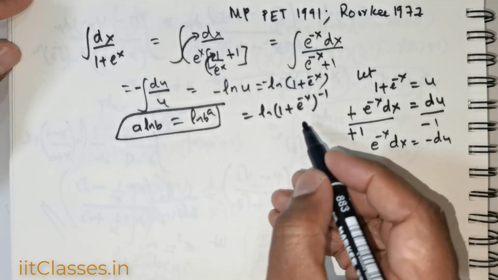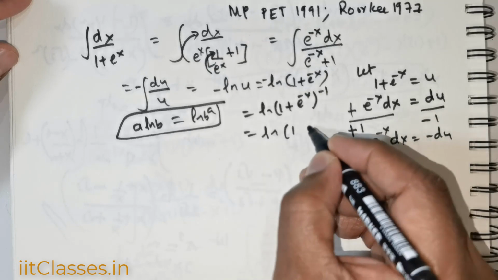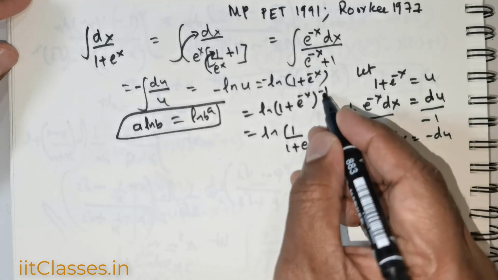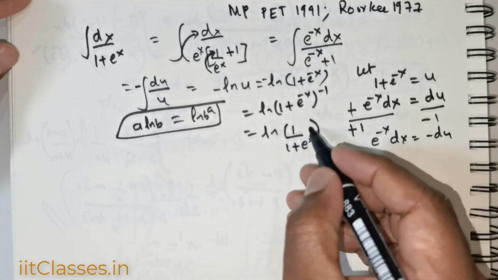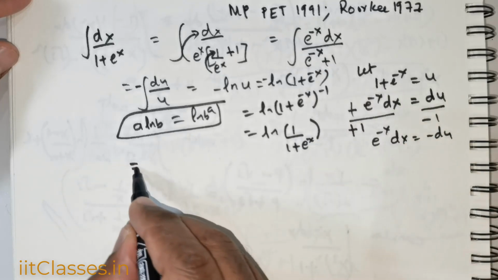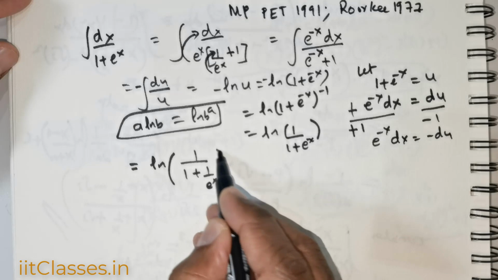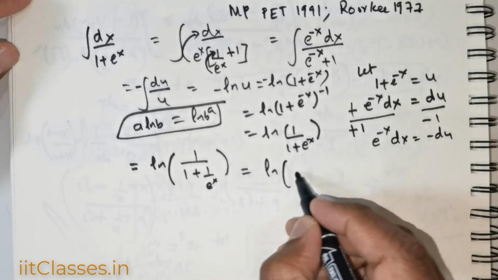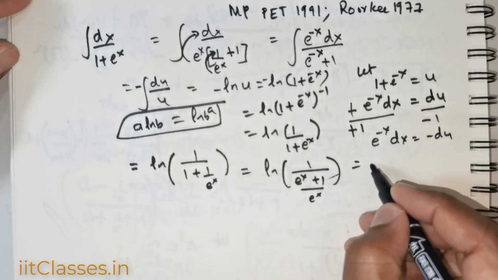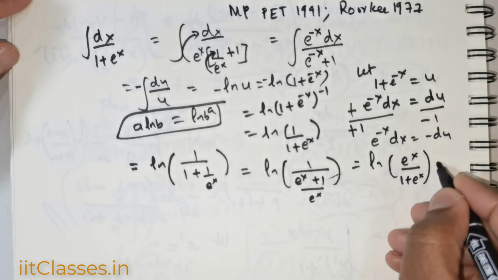Now you can push this down, giving ln of 1 over 1 plus e raised to the power of x, because the exponent is negative 1. Now this can be further rewritten as 1 over 1 plus 1 over e raised to the power of x. If you take the LCM, this is e raised to the power of x plus 1, divided by e raised to the power of x. If you flip it, I would get ln of e raised to the power of x divided by 1 plus e raised to the power of x, plus the arbitrary constant.